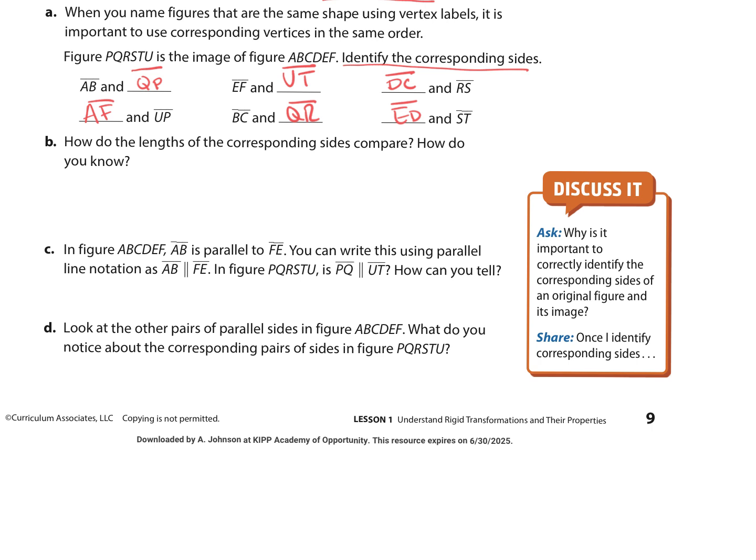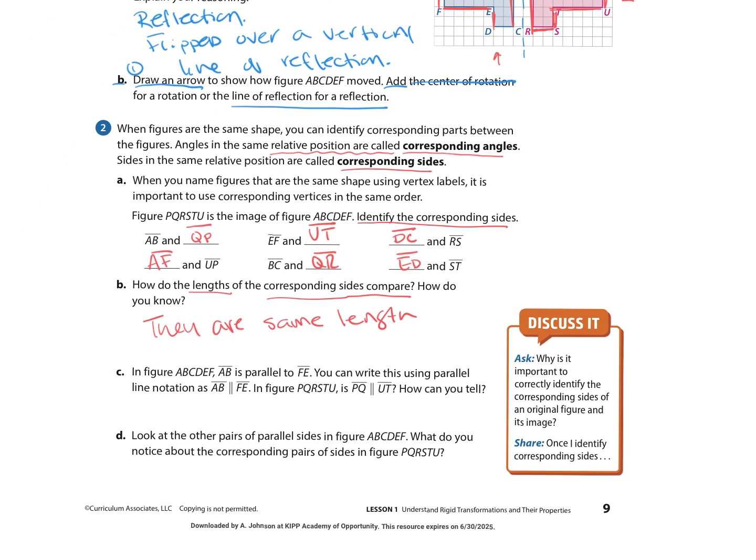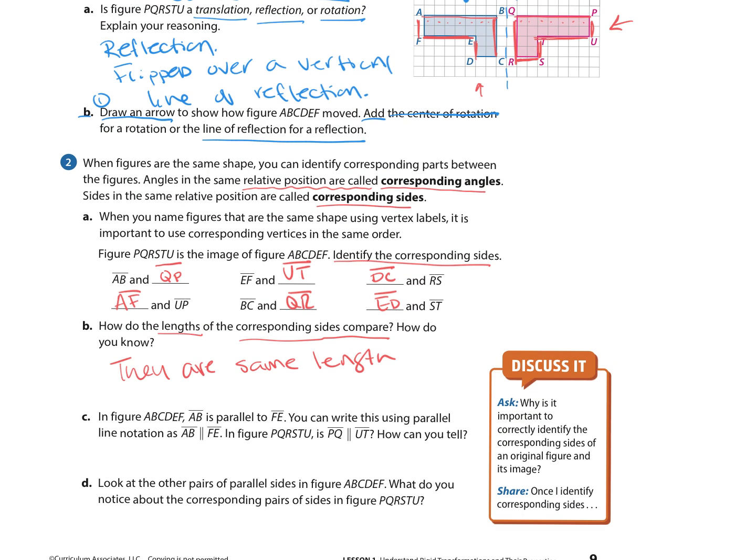So the next question, how do the lengths of the corresponding sides compare? They are the same length. Now I could measure them, right? I could count them out. Side AB is 1, 2, 3, 4, 5, 6, 7 spaces, and QP is also 1, 2, 3, 4, 5, 6, 7 spaces. But I don't have to, because since this is a rigid transformation, the size and shape didn't change. So corresponding sides have to be the same length, size, and shape are the same.